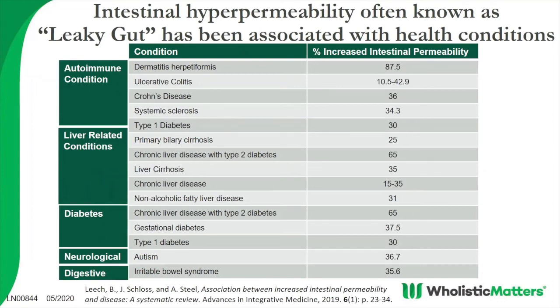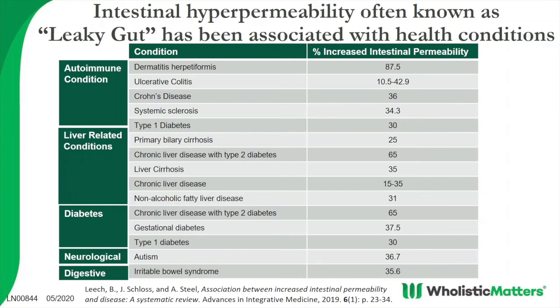Furthermore, intestinal hyperpermeability has been associated with a lot of health conditions. Some of the most prominent conditions have been associated with this increased amount of intestinal permeability. Autoimmune conditions like ulcerative colitis, Crohn's disease, systemic sclerosis, type 1 diabetes, liver-related conditions, so primary biliary cirrhosis, chronic liver disease with type 2 diabetes, liver cirrhosis, chronic liver disease, non-alcoholic fatty liver disease, all of them having that really strong association with increased intestinal permeability.